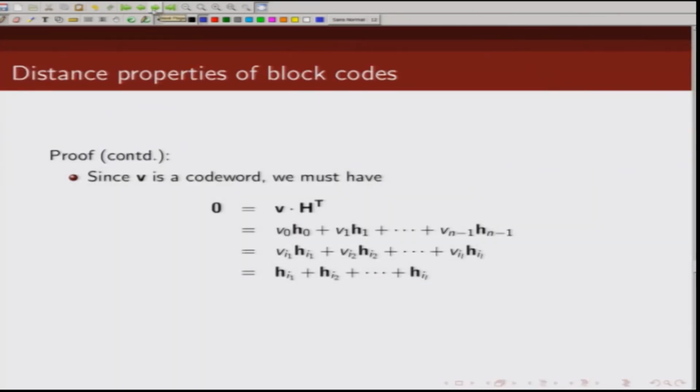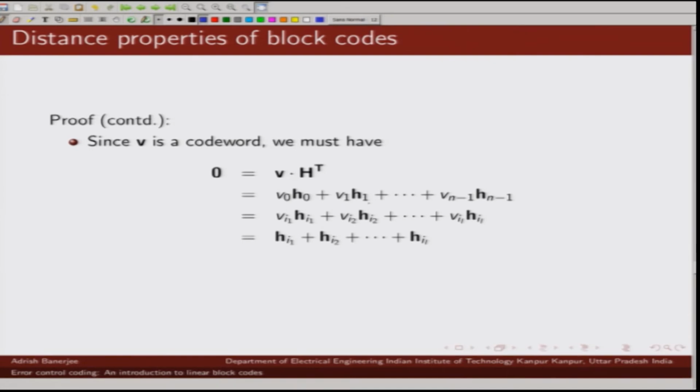Now, we know that if V is a valid code word, then V H transpose is equal to 0. This we can write as V0 times H0 plus V1 times H1 plus V2 times H2 plus up to V(n-1) H(n-1).